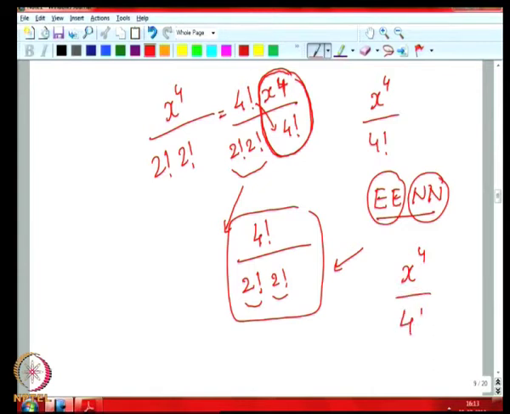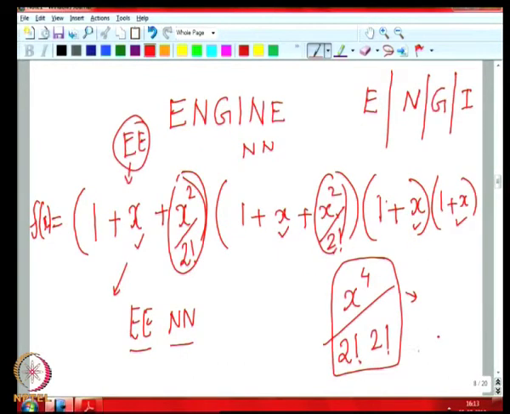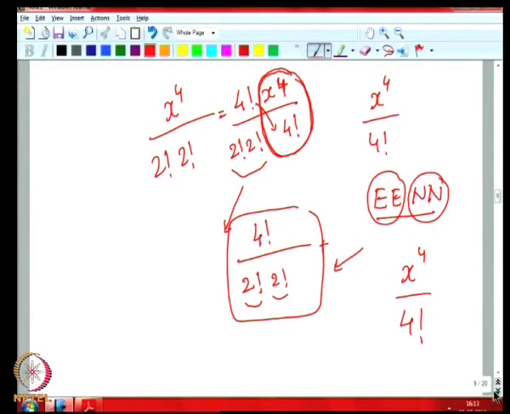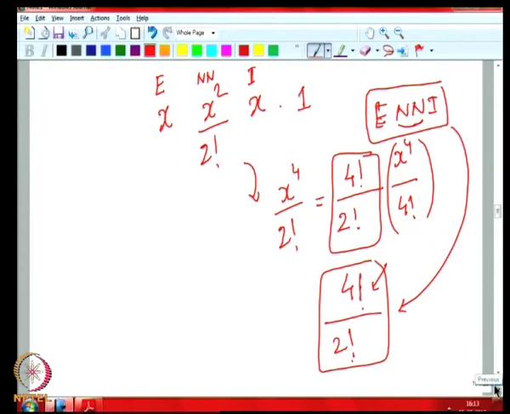The final coefficient of x raised to 4 by 4 factorial will be this plus, for each of them. So this plus, sorry, this was one, and this was another, like that. For each selection we got some term and we were adding up, right.